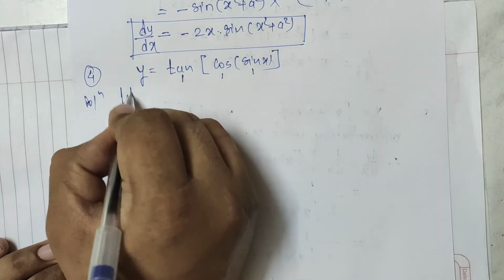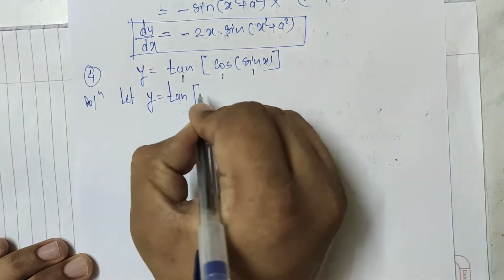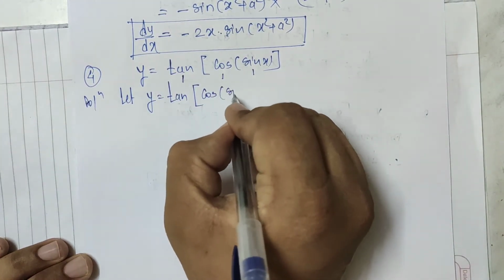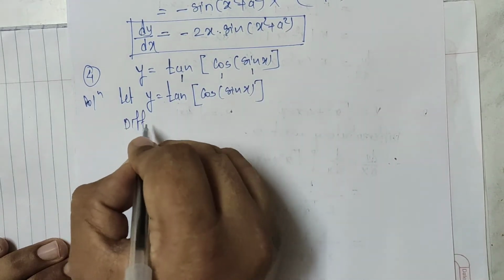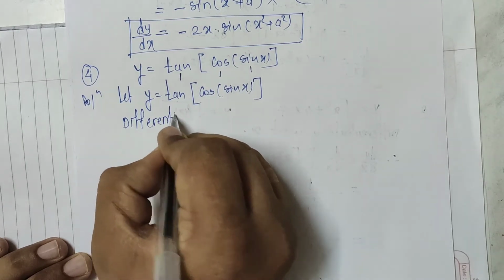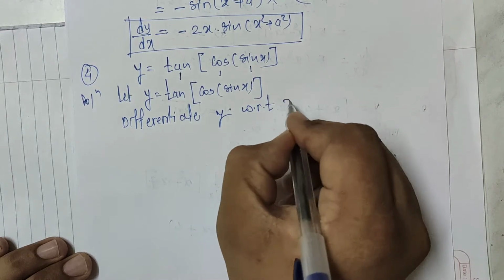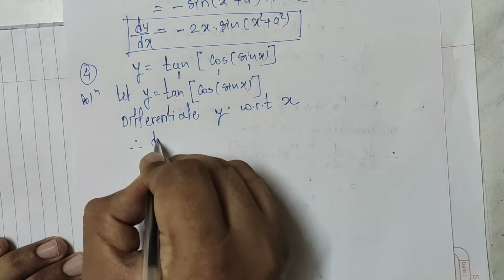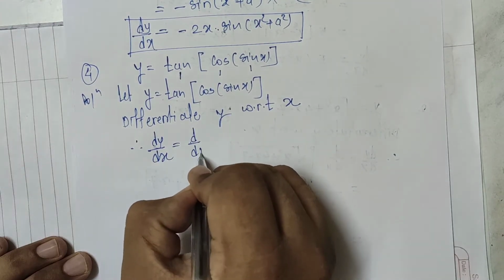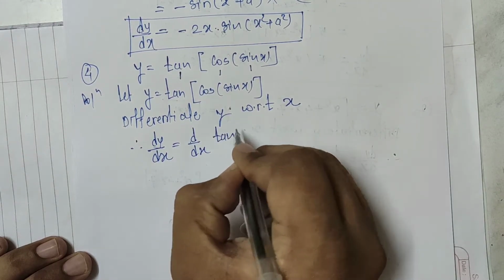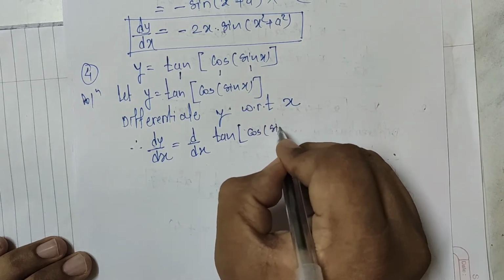Solution: let y is equal to tan of cos of sin x. Then differentiate y with respect to x. Therefore dy upon dx is equal to derivative of tan of cos of sin x.